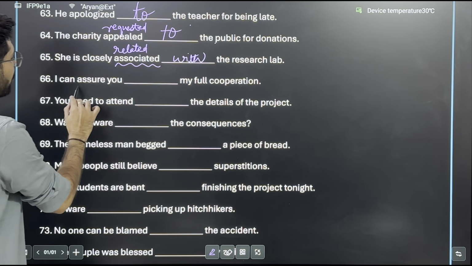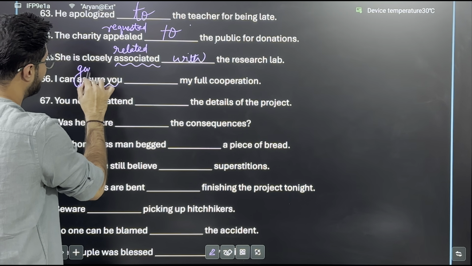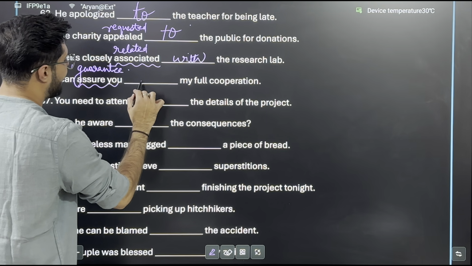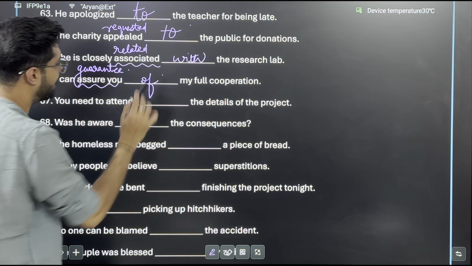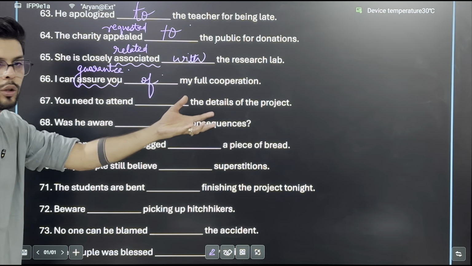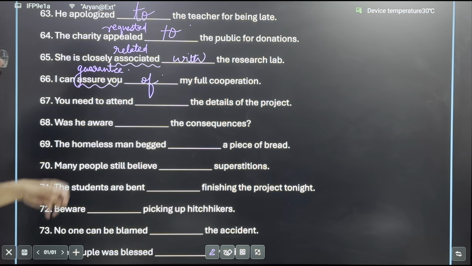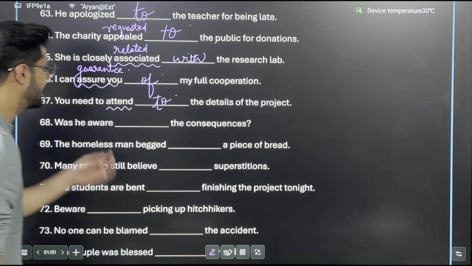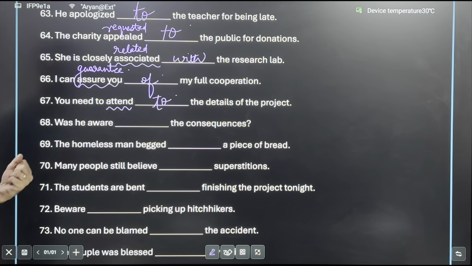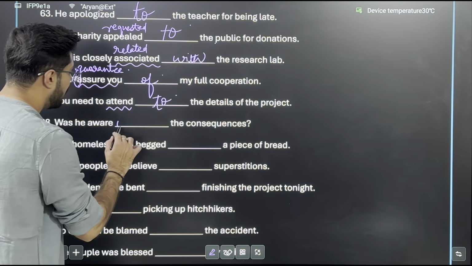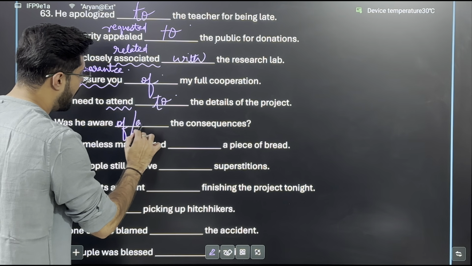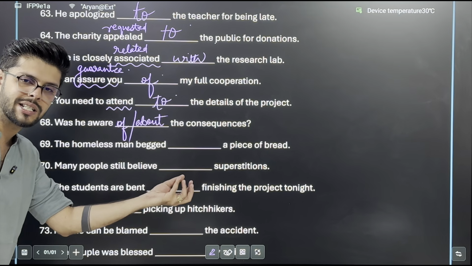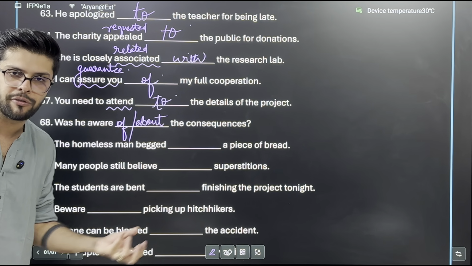I can assure you. Assure you का मतलब होता है guarantee. So assure you of use होता है assure के साथ. I can assure you of my full cooperation. You need to attend, like pay attention to the details of the project. You need to attend to the details of the project. Was he aware? यहाँ of भी जाएगा या about भी जाएगा. Both are acceptable. Was he aware of the consequences? Was he aware about the consequences beforehand?